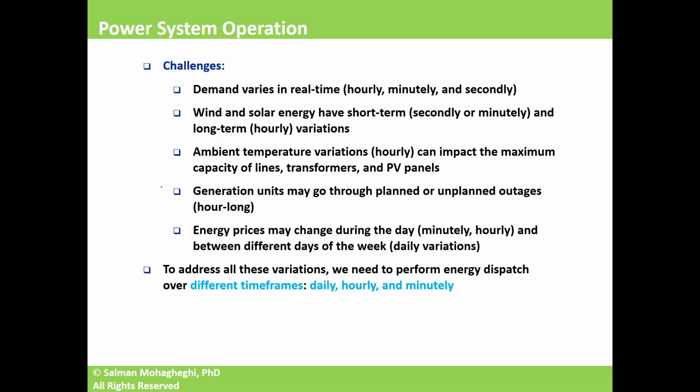So when you look at all these uncertain parameters and data in the power system, we see that we have to find a solution for energy dispatch over multiple timeframes. We have to consider the variations that are minutely, hourly, and daily, which is why controlling the power system is one of the most complicated mathematical problems.